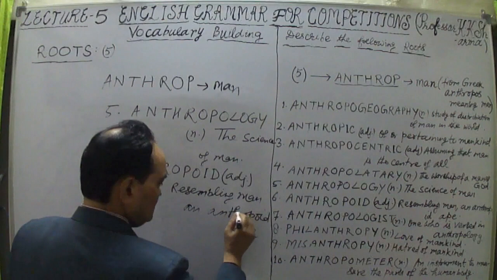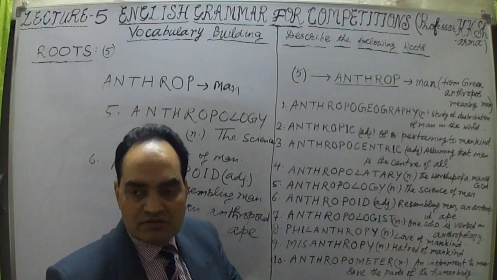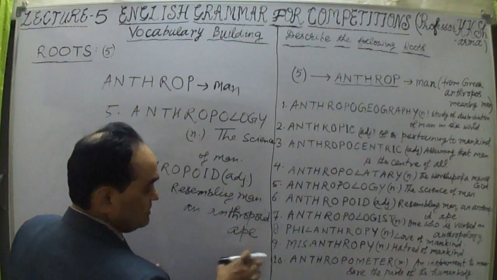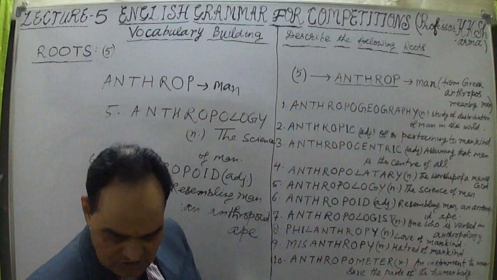Anthropoid: just like an ape is looking like man. That ape is anthropoid because it is looking just like man, equivalent to man. It is resembling man, an anthropoid ape. This is the example here. Now this is resembling man, so that is known as anthropoid. Adjective it is.